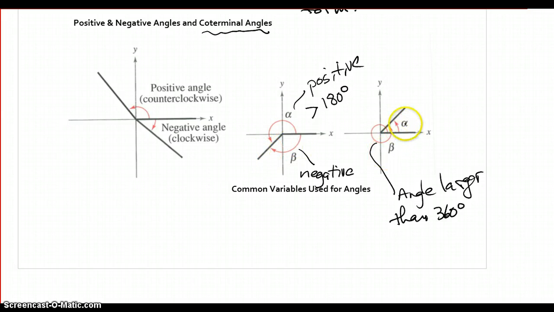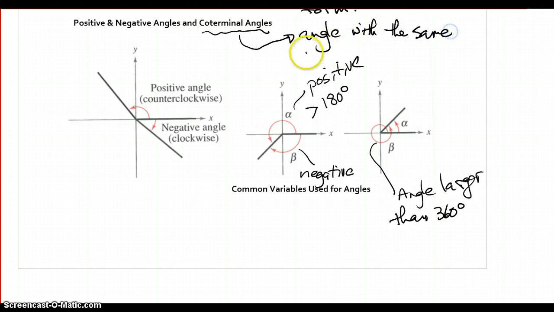Okay, and same thing here with alpha and beta. They both start on the positive x-axis. Alpha just goes up about 30 or 35 degrees to the terminal side, but beta goes all the way around and then over to there. So they start and end in the same place. So what we call this is coterminal angles. Coterminal, these are angles with the same initial and terminal sides.